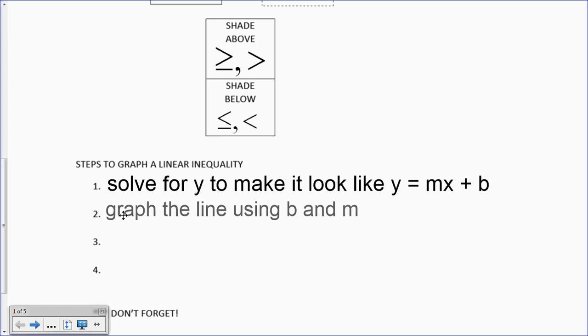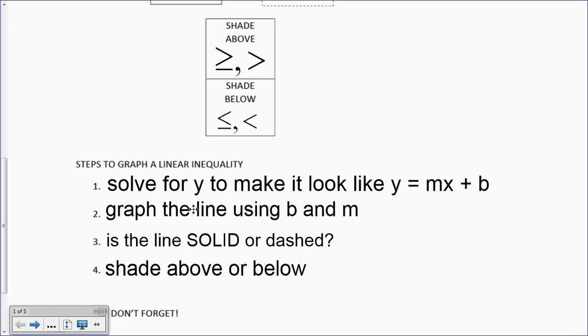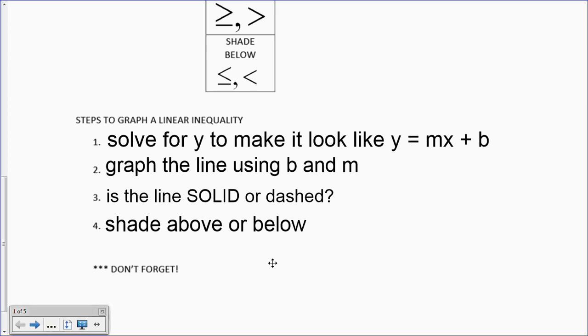Two, we graph the line using the y-intercept and the slope, just like graphing a normal line for an equation. We figure out if the line is solid or dashed based on the inequality sign we used here. And lastly, we shade either above or below based on the inequality sign we had here. Okay? Now, I don't want you to forget the horizontal and vertical lines, because you will see those as well.